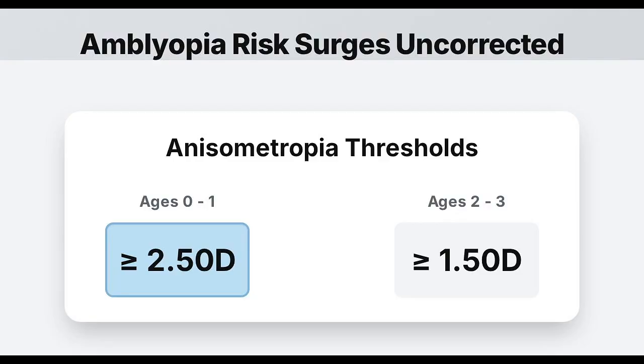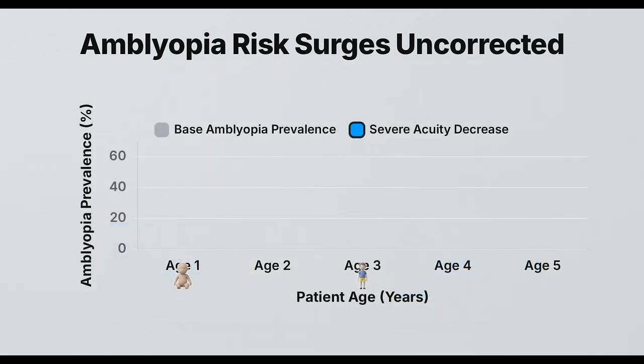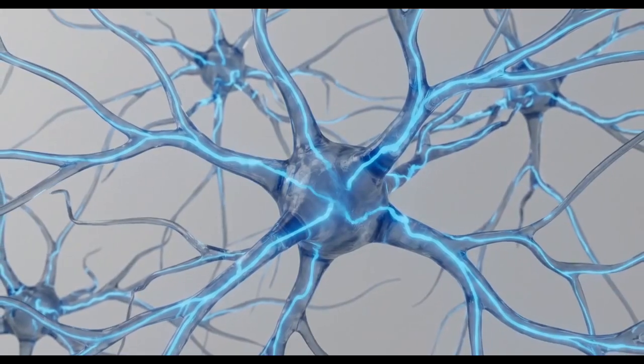This chart shows the relationship between patient age and amblyopia development. For uncorrected anisometropes, amblyopia prevalence increases from 14% at age 1 to 60% by age 3. The depth also worsens, with severe acuity decreases reaching 14% by age 5. This occurs because of neuroplasticity.